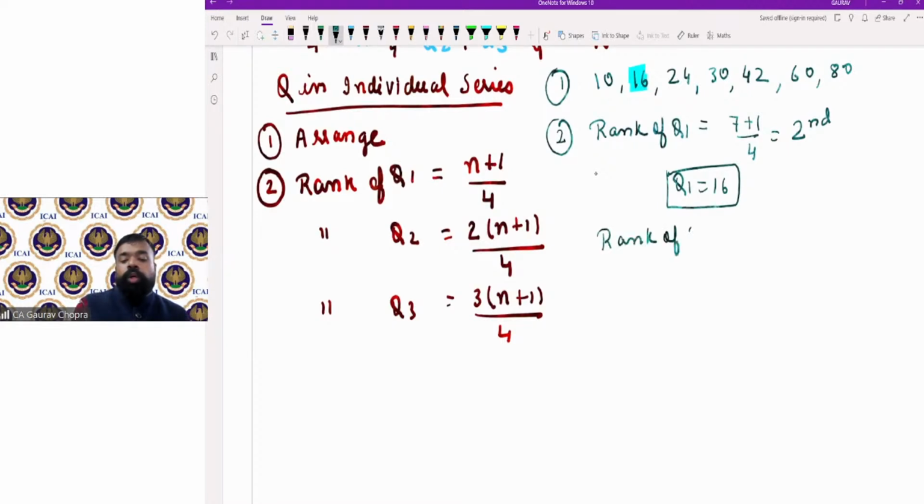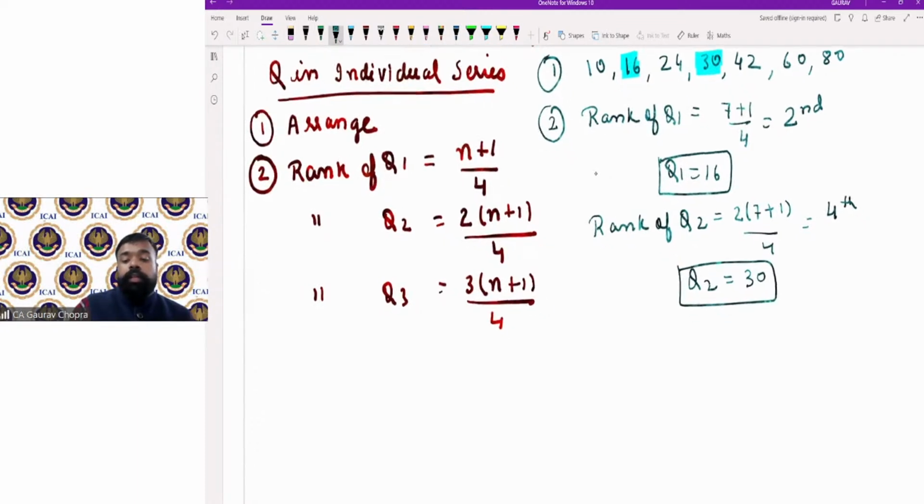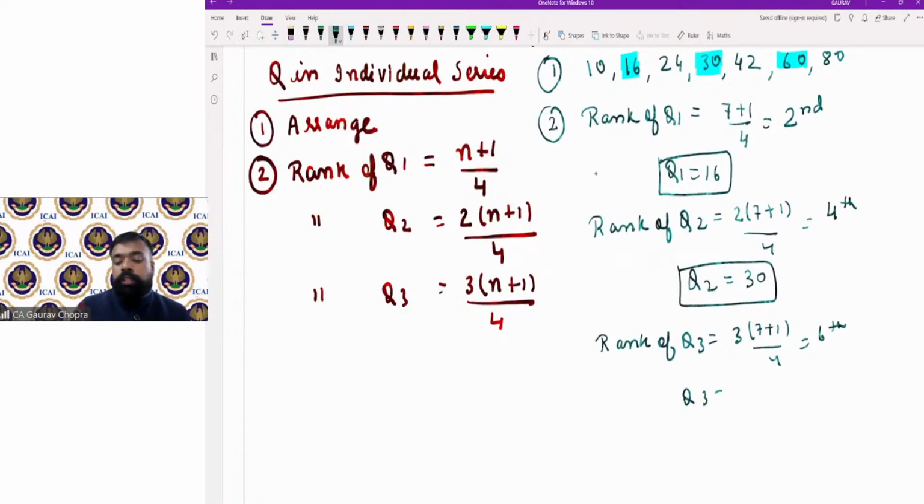Similarly, the rank of the second quartile, Q2, is 2 multiplied by (7 plus 1) by 4. It will give you the fourth rank. Now, which is the fourth observation? 30. So Q2 is equal to 30. Then the rank of the third quartile will be 3 into (7 plus 1) by 4, that is the sixth rank, and in sixth place, that is 60. So Q3 is equal to 60. Okay. So 16, 30, and 60. This is the correct answer. All right. Understood, guys?